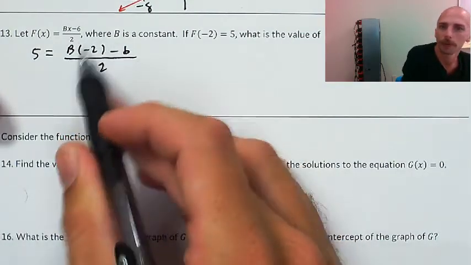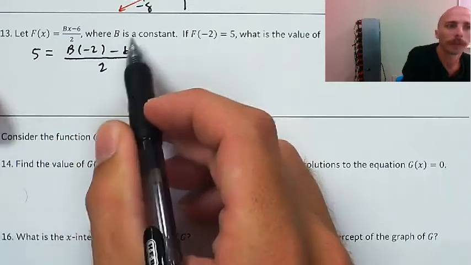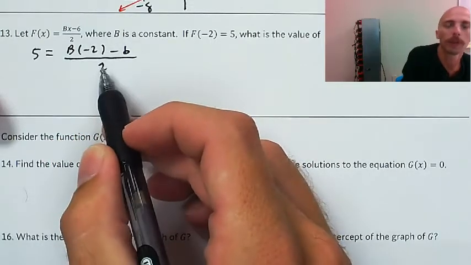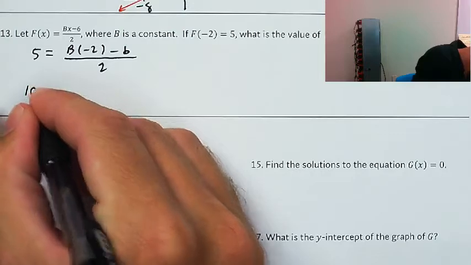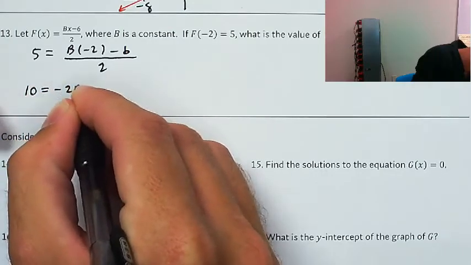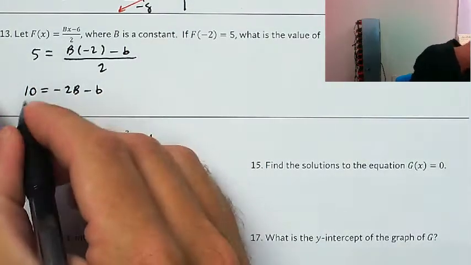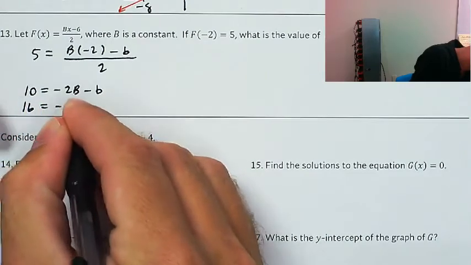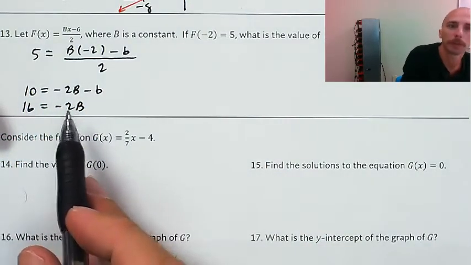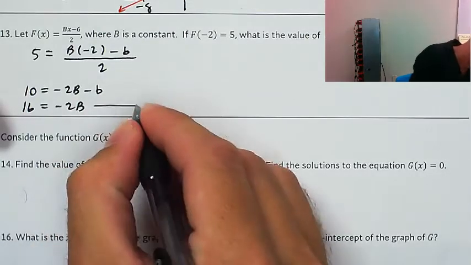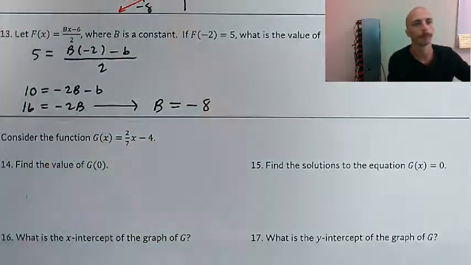So to get at b, I'm going to probably have to deal with this fraction first, because it's like these are in parentheses when it's the whole numerator. So we're going to multiply both sides by 2, and then I'm going to have 10 equals negative 2b minus 6. I'm going to add 6 to both sides. And then I'll be able to access b by dividing both sides by negative 2. So I'm going to say, okay, in this situation, b equals negative 8.